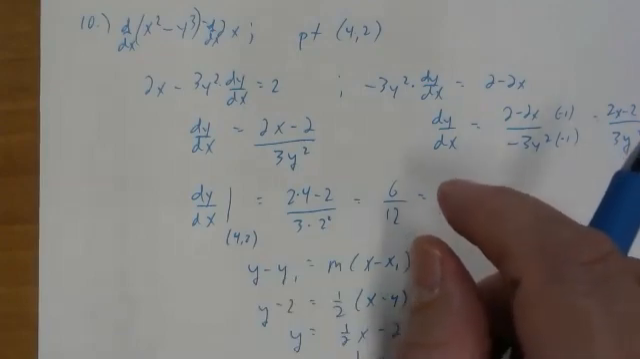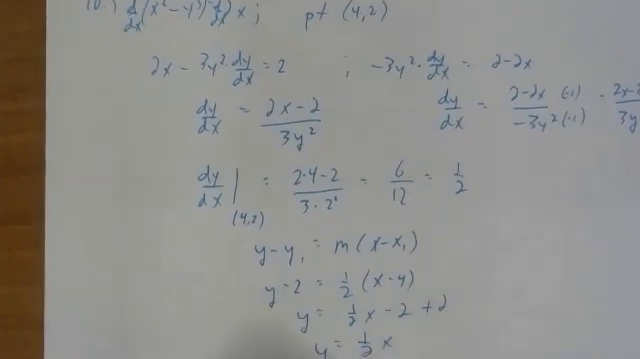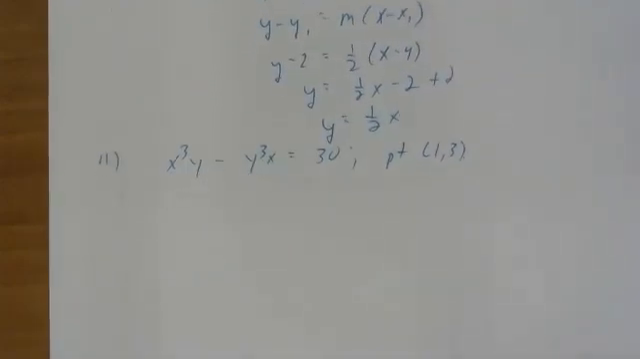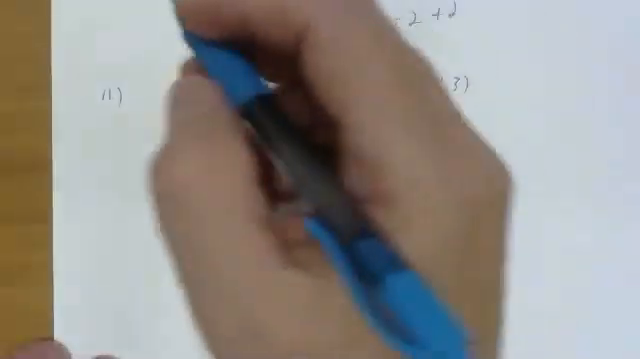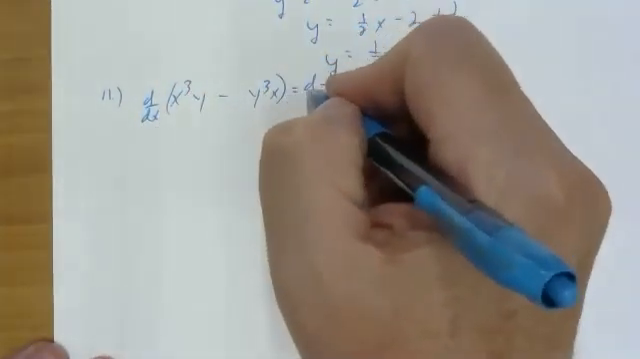And then number 11, same kind of problem. x cubed y minus y cubed x equals 30. And the point we're looking at is (1, 3). So once again, I need to find the derivative. So take the derivative of both sides.